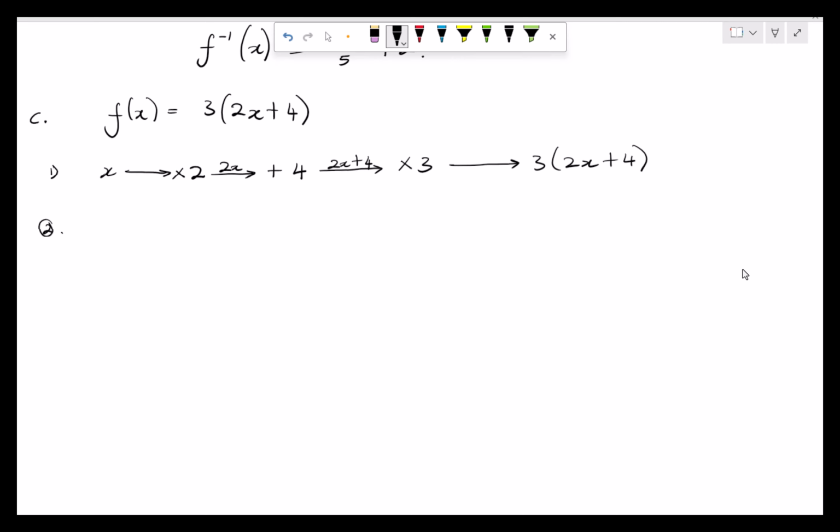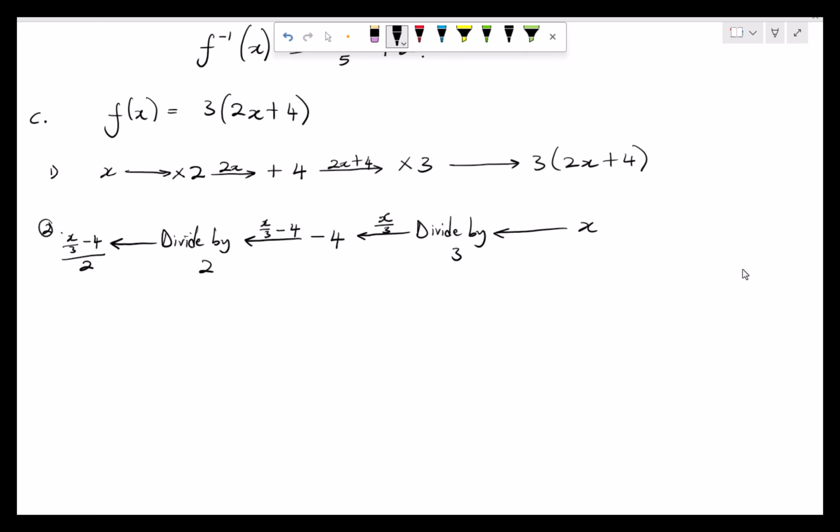Now, for the inverse, we're going to do the opposite. Starting with x, look at what we did. We multiplied by 3, so we're going to divide by 3, and we get x over 3. And then we added 4. That means we're going to subtract 4, and we get x over 3 minus 4. Then we multiplied by 2. Again, we're going to divide by 2 to get (x over 3 minus 4), all divided by 2. So now, to put this in a proper manner, we then have our inverse function of x is equal to x over 6 minus 2. This is the same as 1 over 6 times x minus 2.